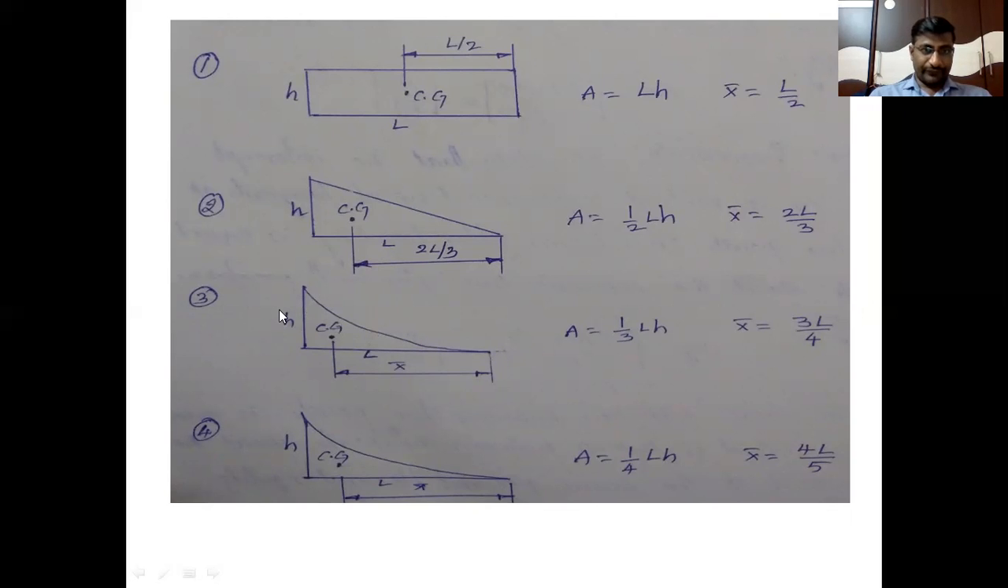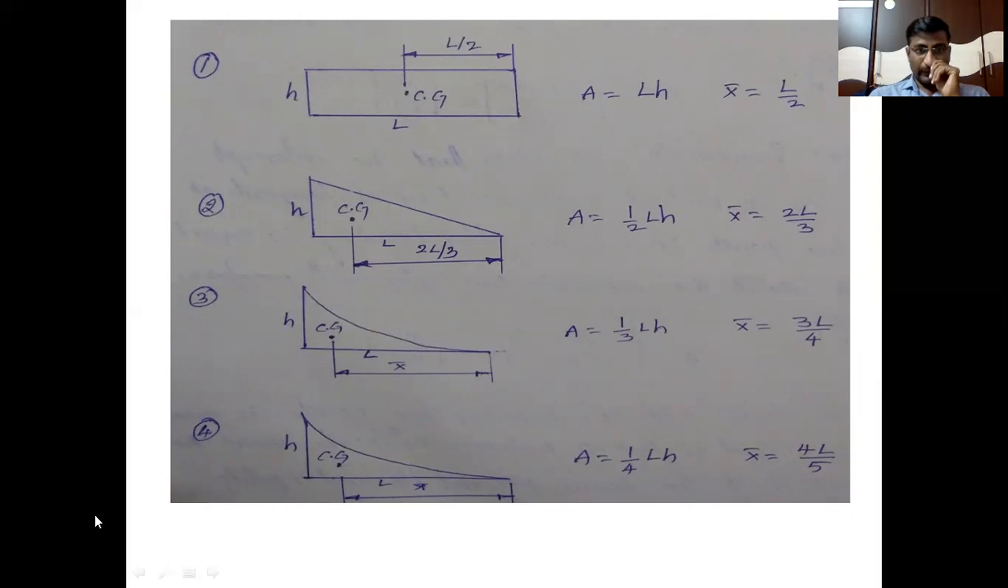For this parabolic curve, n equal to 2. So this is LH by n plus 1. Area is LH by n plus 1, 2 plus 1, 3. LH by 3. And X bar is L into n plus 1 by n plus 2, 2 plus 1 by 2 plus 2, 3 by 4, 3 by 4 L.